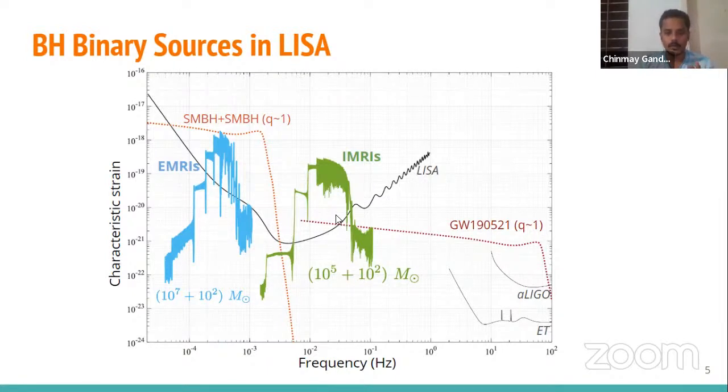Now, what we want to show with this plot is that you might see that even a supermassive black hole of the order of 10 million solar masses, a relatively heavy stellar mass black hole of about 100 solar masses, or an intermediate mass black hole of 10^5 solar masses, it's a wider range of black hole masses that can be detected using LISA if they are a part of an EMRI or an IMRI. In other words, if they are a part of a higher mass ratio binary.